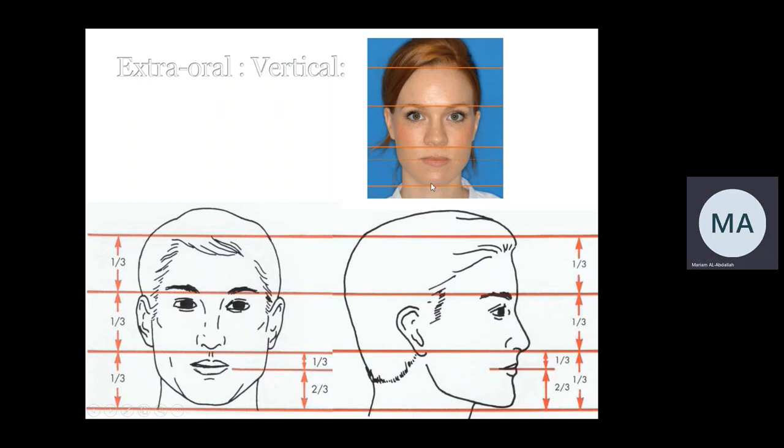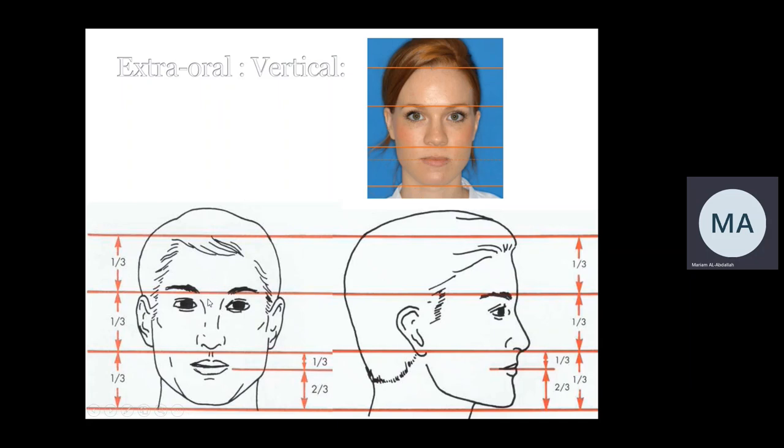These three areas or three thirds should be plus minus equal, okay? And if we go to the lower anterior facial height and we draw a line representing the vermilion border of the upper and the lower lip, then this should result in one third occupied by the upper lip, two thirds occupied by the lower lip and the chin. So this is a nicely proportioned face.